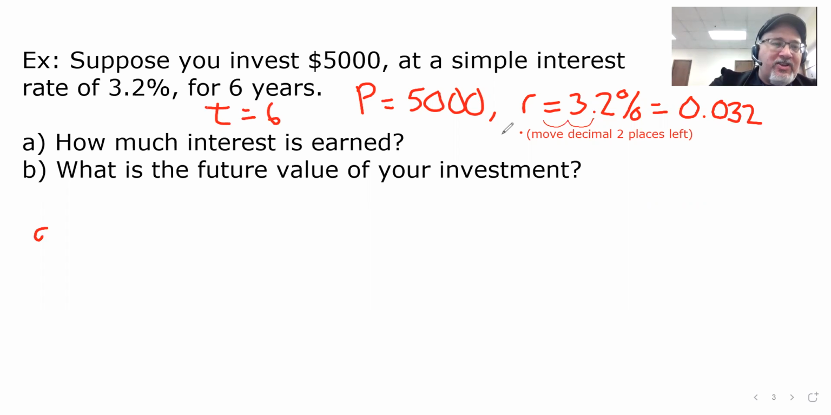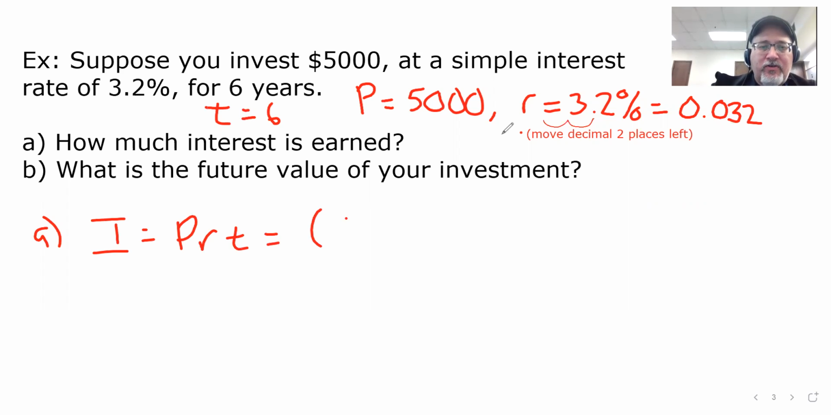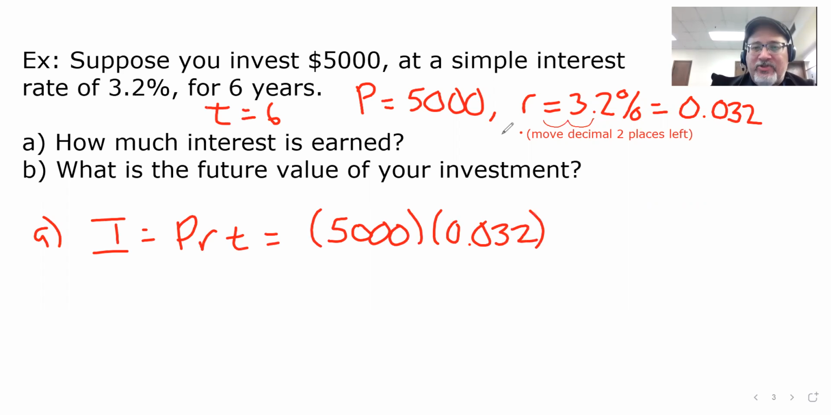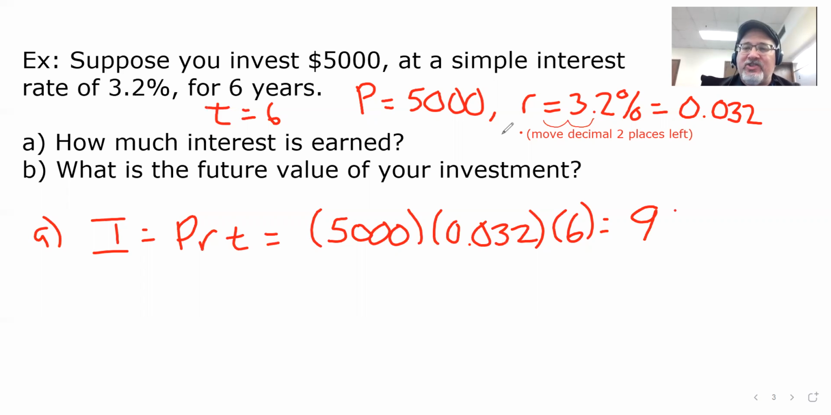So part A is pretty easy. Our interest is principal times rate times time. Our principal is 5,000 times our interest rate, which was 0.032, times the time, which is 6. And I'm just using adjacency to imply multiplication. In other words, writing the numbers next to each other in parentheses means I'm going to multiply them. 5,000 times 0.032 times 6, and we end up with 960. Now, this is a dollar amount, so we'll stick dollars on it. So in 6 years, we'll have made an extra $960.